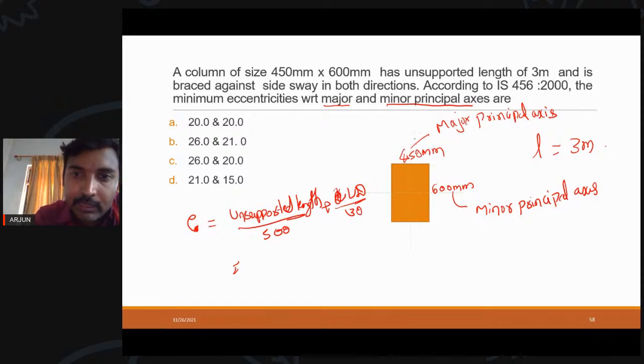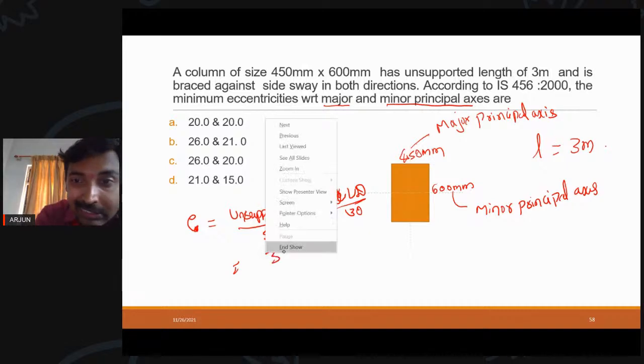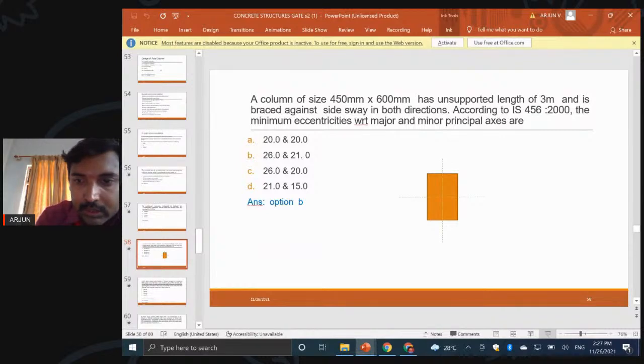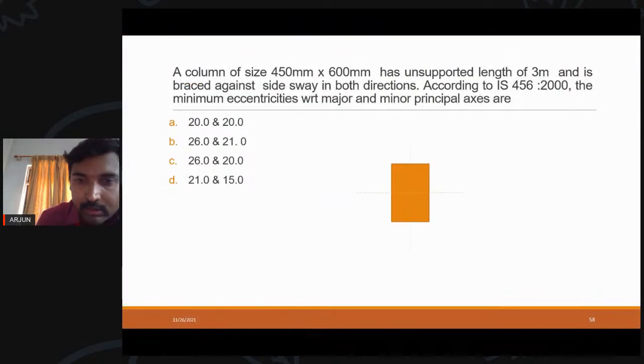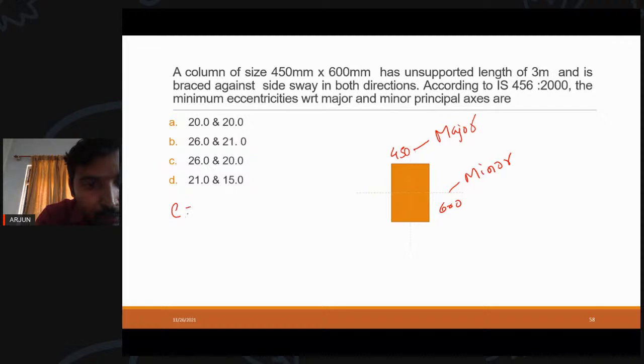So while considering the major principal axis, for this axis the lateral dimension is 450 mm. So considering that, unsupported length is given as 3 meter. Minor. Okay, 600, 450. So formula for e is 3000 divided by 500 plus lateral dimension along the major axis, 450, divided by 30.